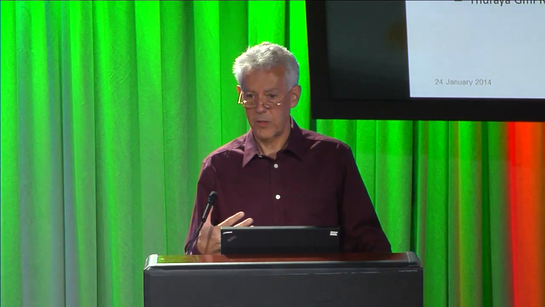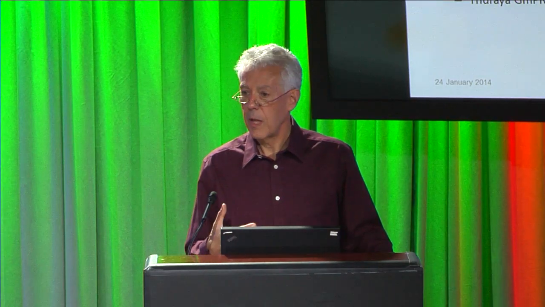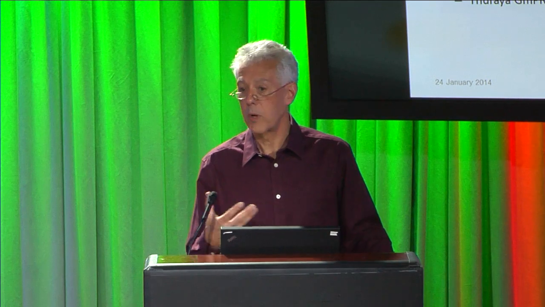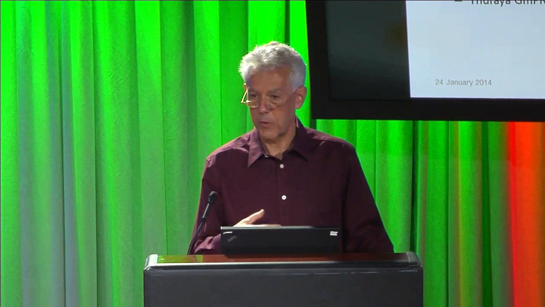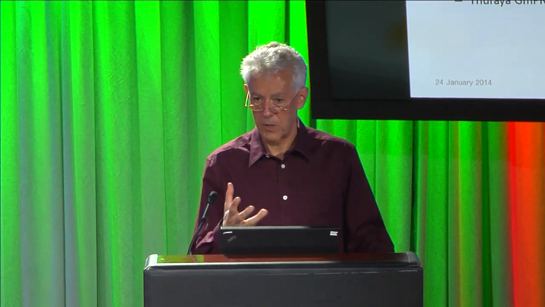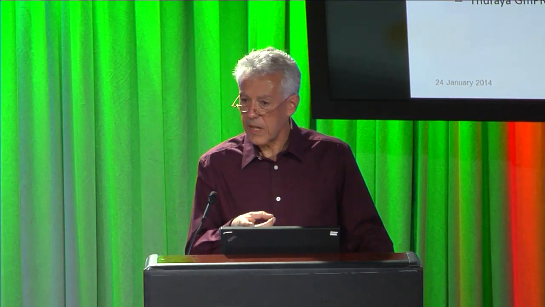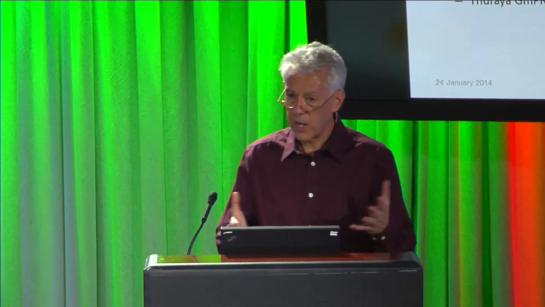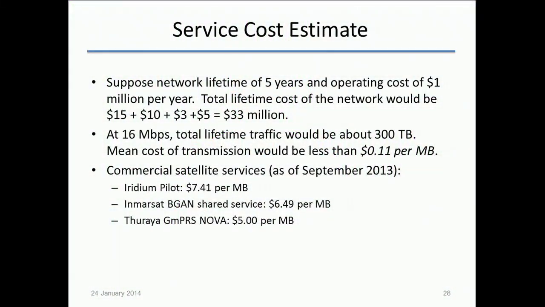Now suppose that the network lifetime is 5 years. Suppose we can keep these satellites going for 5 years, and just picking a number out of the air, let's say it costs $1 million a year to operate the network. People that are monitoring the network and updating routing tables and that sort of thing. In that case, adding it all up, the total lifetime cost of the network is 15 plus 10 plus 3 plus 5, $33 million.